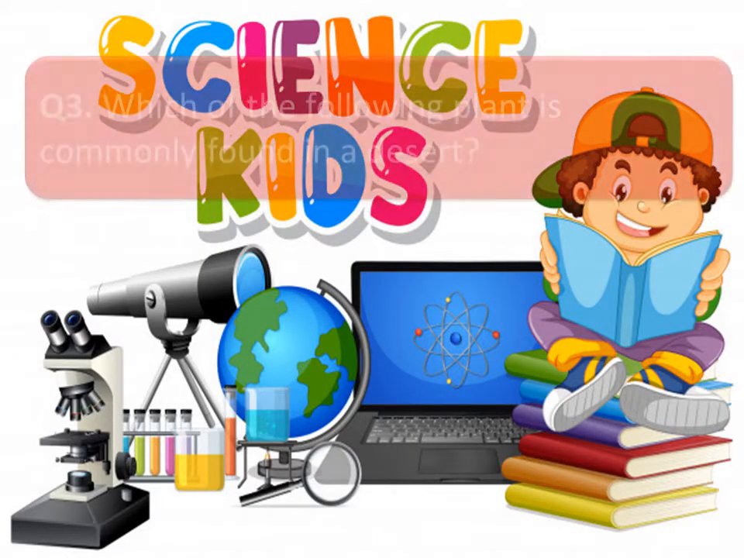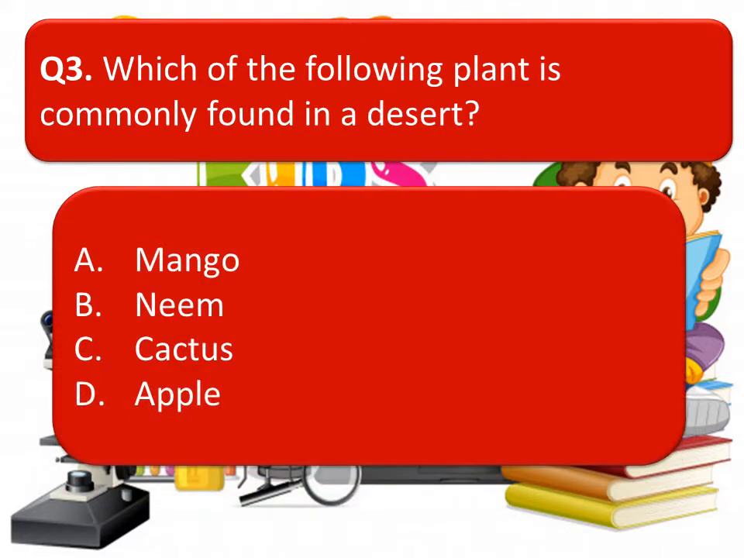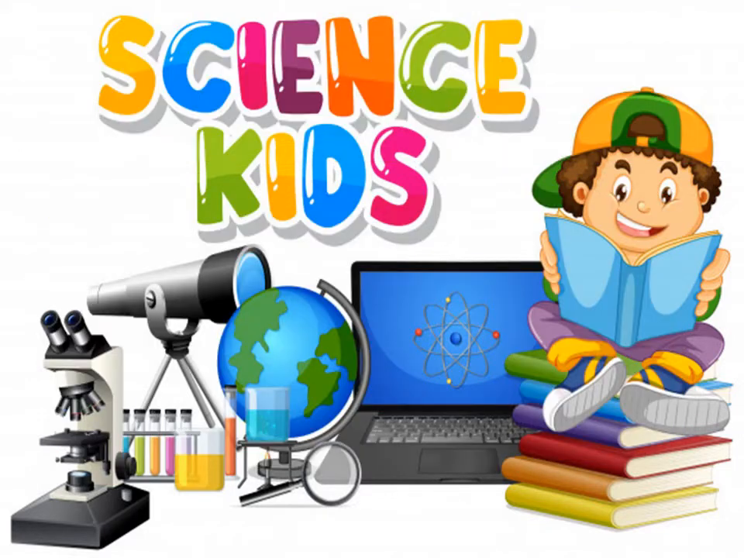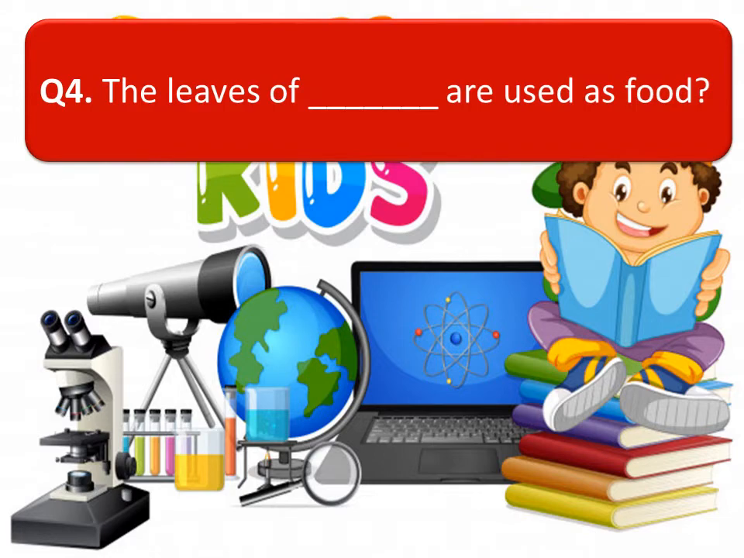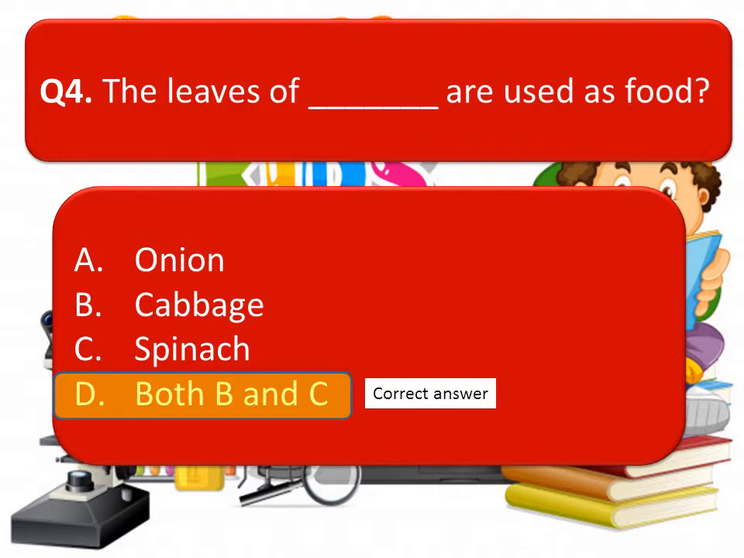Move to our next question. Which of the following plants is commonly found in a desert? And the options are mango, neem, cactus or apple. And the correct answer is cactus. The leaves of dash are used as food. And the options are onion, cabbage, spinach or D, both B and C. And the correct answer is both B and C.